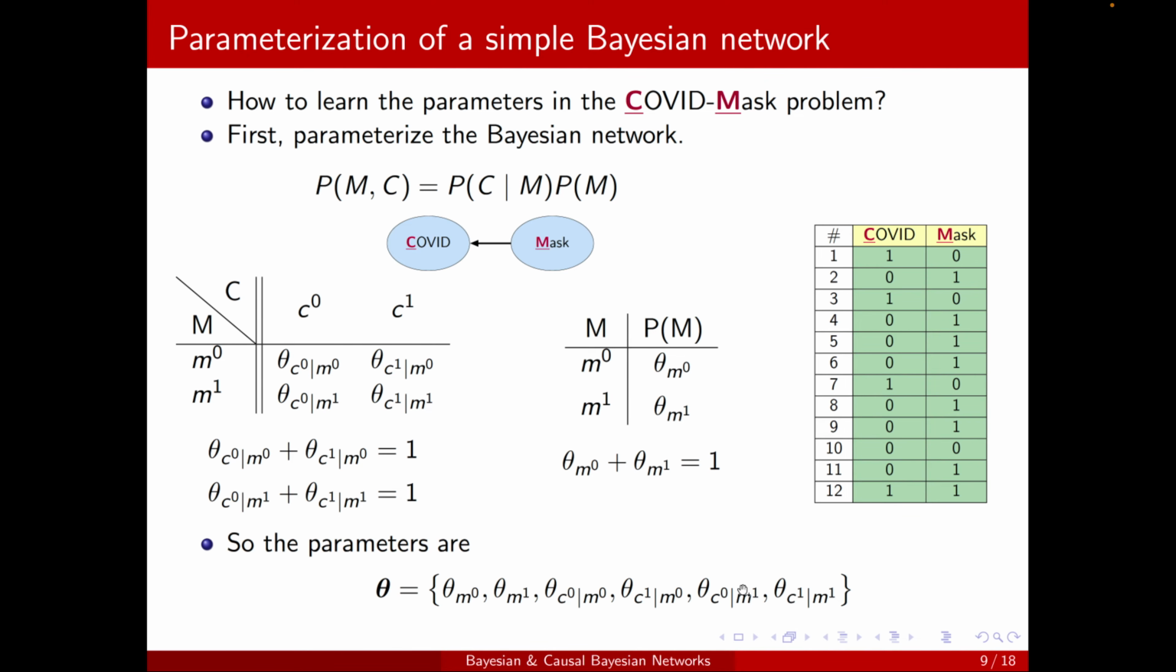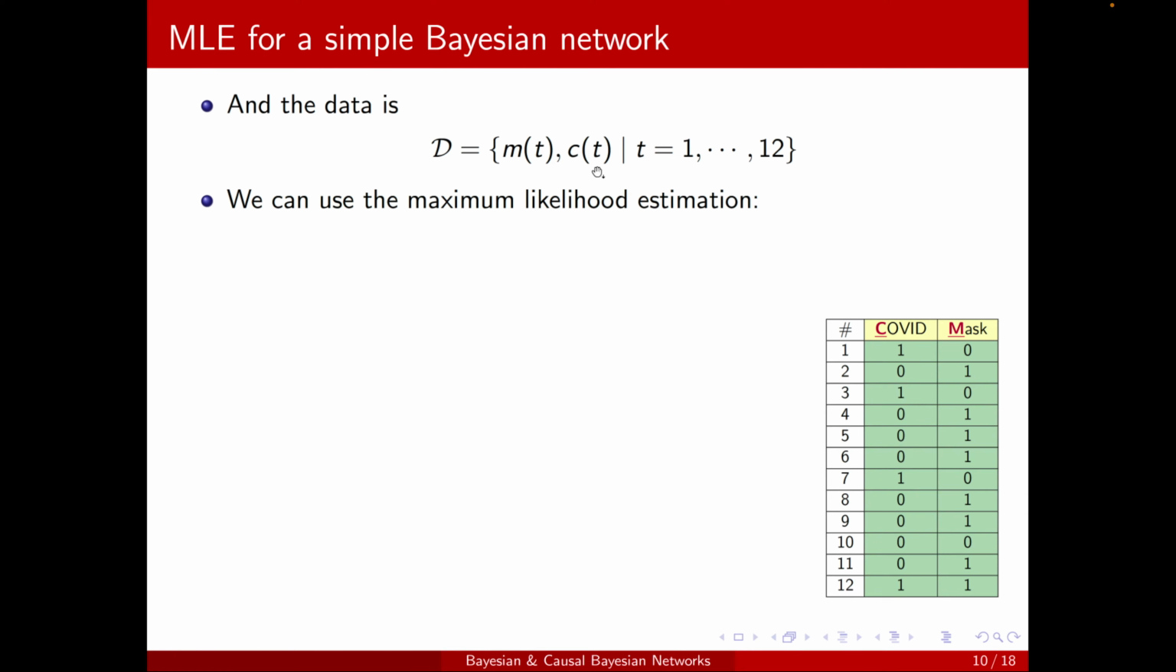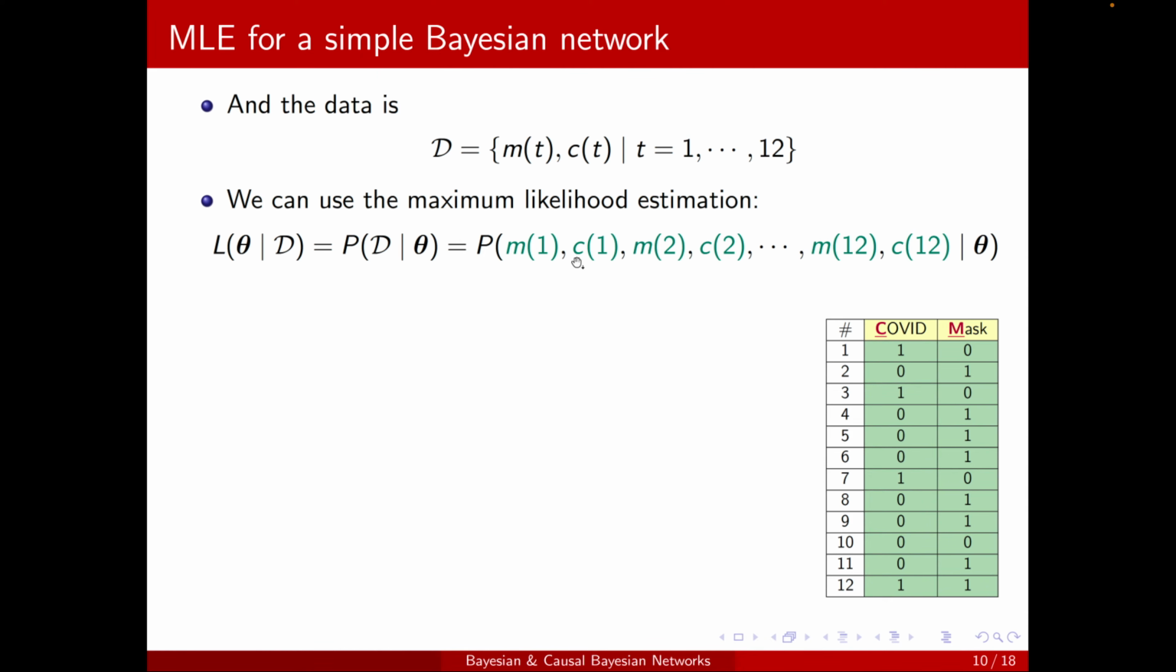Okay, so we want to estimate them based on this table of data. So how can we do that? The data here is D, and we can write it down as M^t and C^t for all the 12 instances. And the task is to find the MLE from the data set. So how can we do it? Let's just write down the likelihood probability of data given theta, which is basically, in the expanded form, all the instances, 12 instances, conditioned on theta.